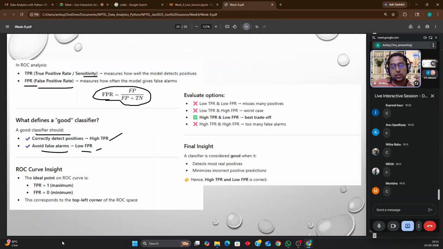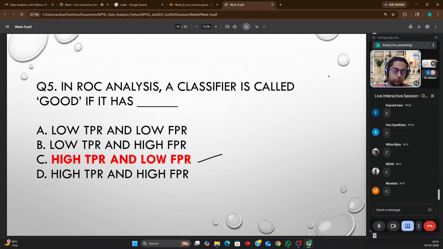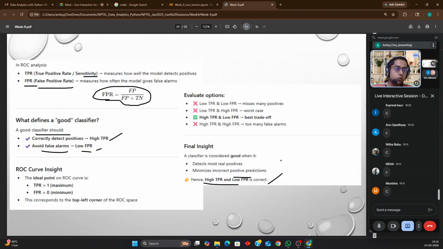So finally, a classifier is considered good when it detects most real positives and minimizes incorrect positive predictions. So high TPR and low FPR is correct. High TPR, low FPR would be the characteristic of a good classifier.